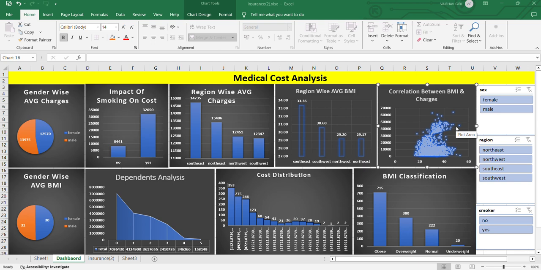As a conclusion, this project gave us valuable insights into what drives medical cost. We used Excel functions like pivot tables, charts, and dashboards to present a clear, interactive analysis. This analysis can help insurance companies and healthcare providers understand the cost patterns and make better, informed decisions from this analysis.